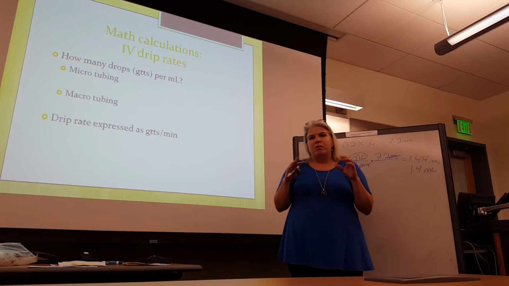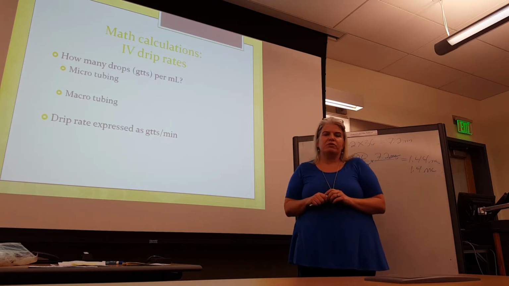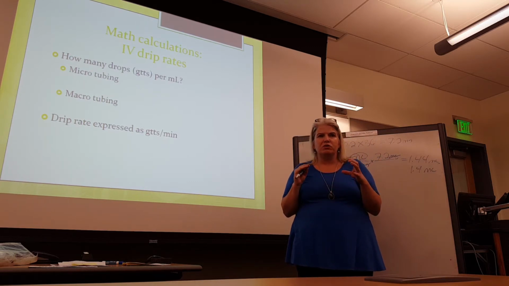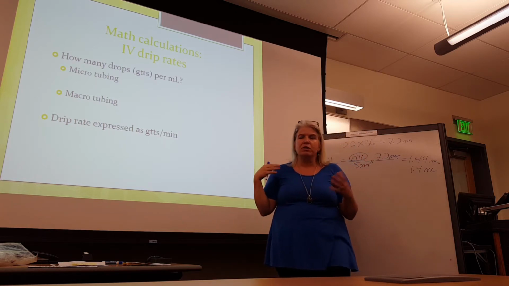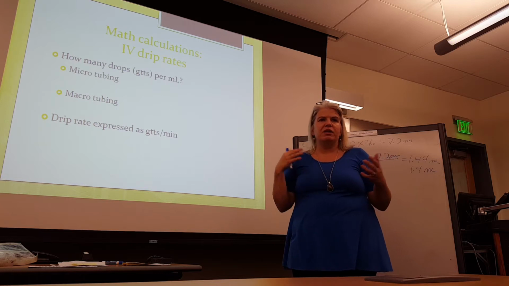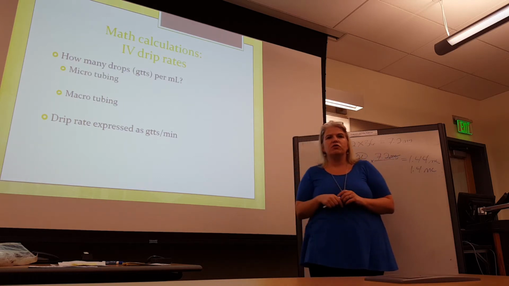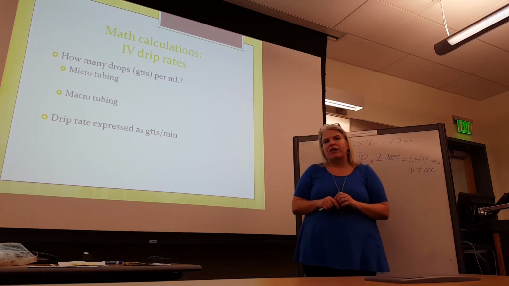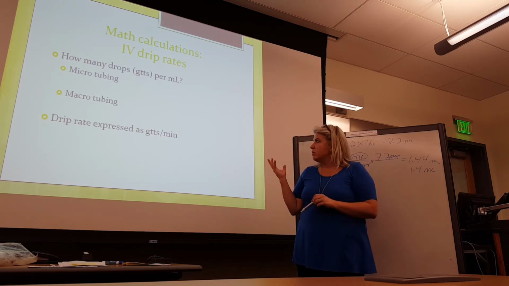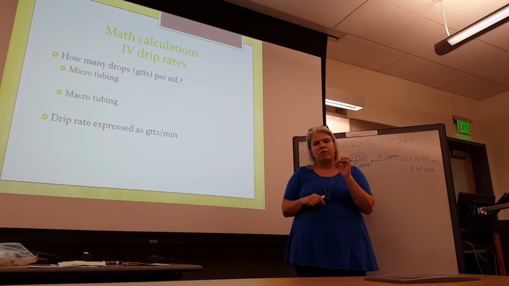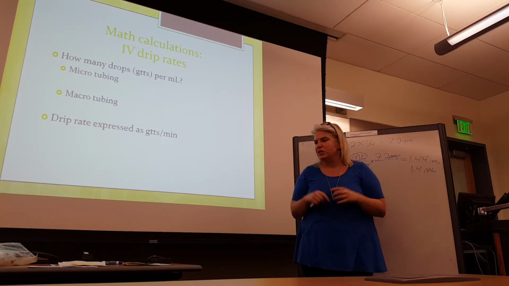In the math problem, if it's going to be a drips per minute, you're always going to get what the drop factor is for your tubing. So micro tubing at 60 drops per mil. Macro tubing can be 10, 15, 20 drops per mil, but you're going to get that in your math problem. In practice, if you need to set up a drips per minute, you would find the drop factor for the tubing, or the drops per mil, on the actual packaging of the tubing.